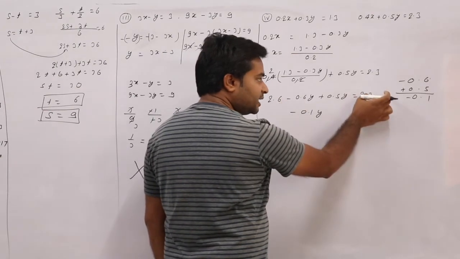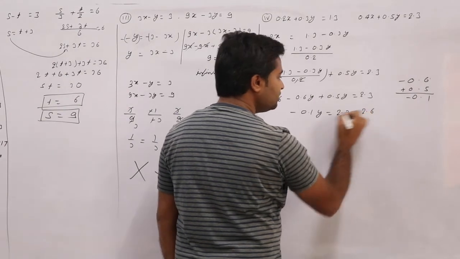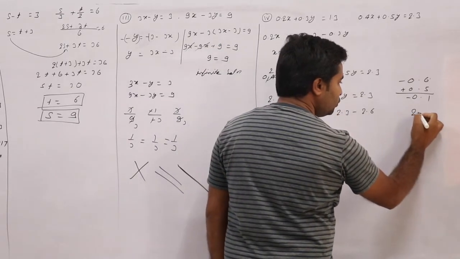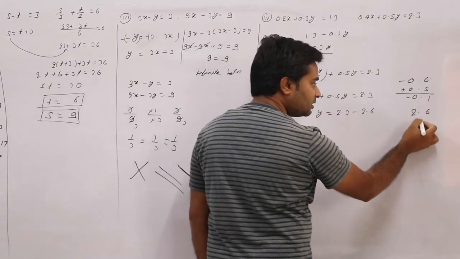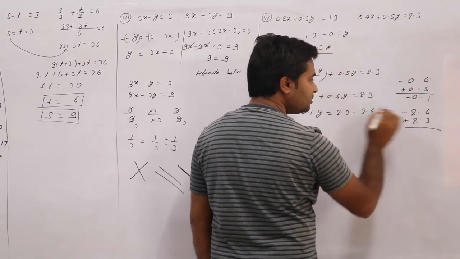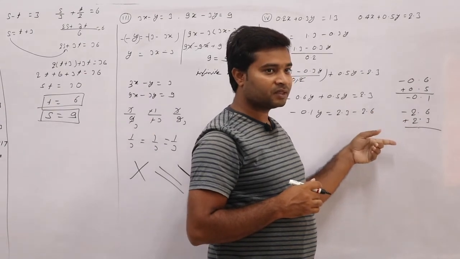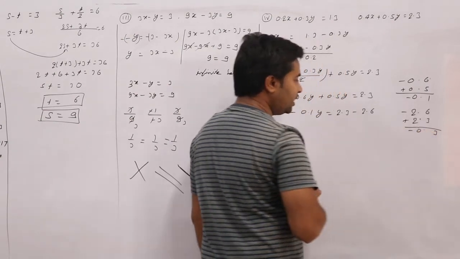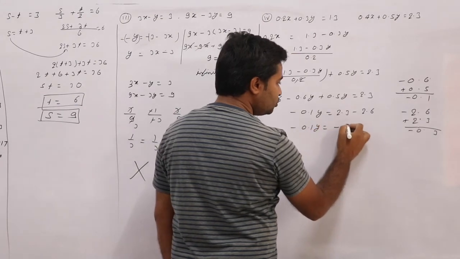And this term will go to this side, meaning 2.3 minus 2.6. Again I am subtracting, and as I told you, the decimal should be in front. Now this is minus, this is plus, and whichever is bigger we take its sign. So 6 minus 3 is 3, and here 0, minus 0.3. So minus 0.1y is equal to minus 0.3.